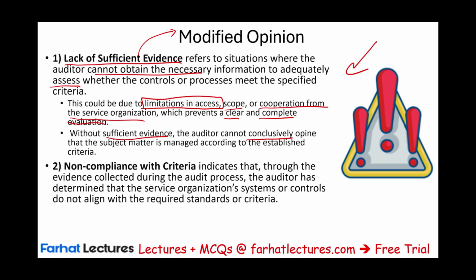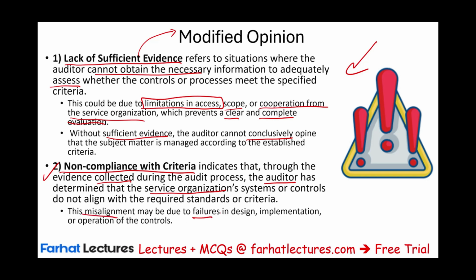The other issue could be that the service organization is not in compliance. So non-compliance criteria indicate that through the evidence collected, now we have the evidence, could be another reason why we modify an opinion. However, the service auditor has determined that the service organization system or control do not align with the required standard or criteria. Simply put, they are not following what they say they're claiming. For example, their description failed, or the suitability of design failed, or their internal control over financial reporting is not working properly. So this misalignment may be due to failure in design, implementation, or operations of the control. Remember, failure in design and implementation, usually that's a type 1. Operations is a type 2.